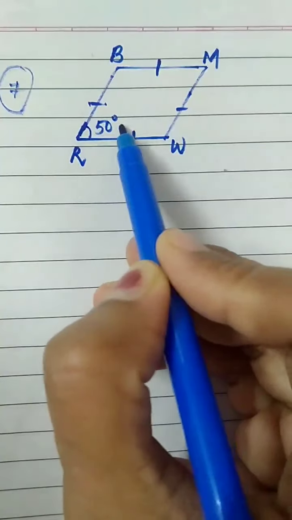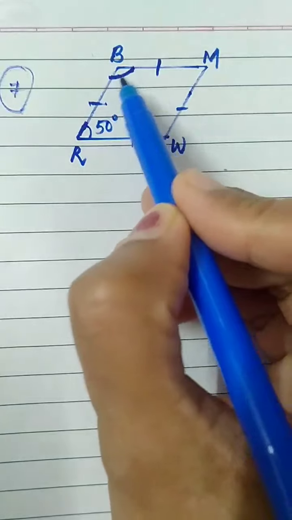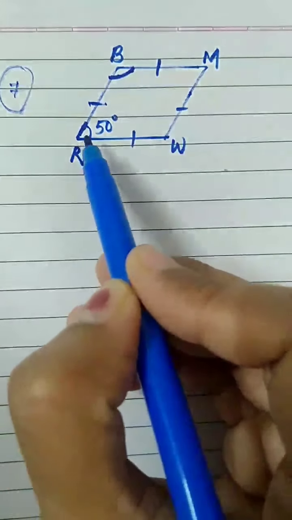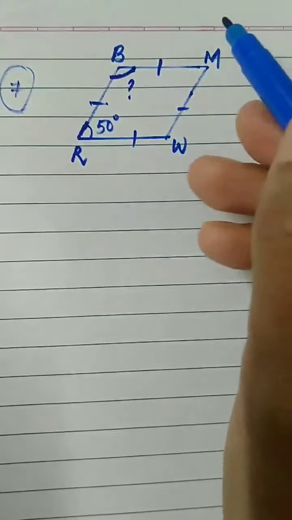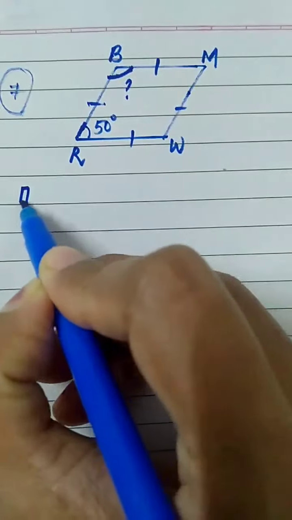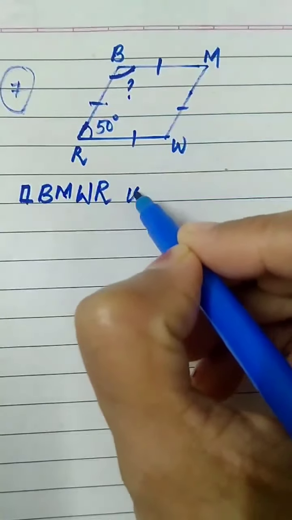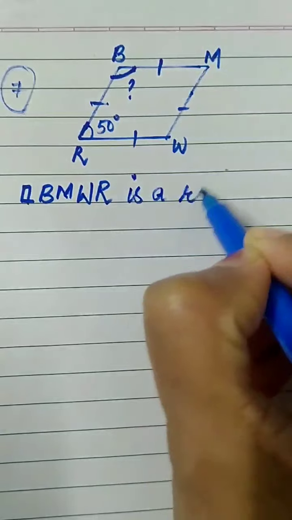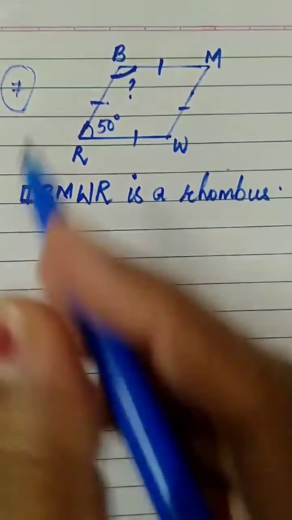One angle is 50 degrees. This angle is looking like an obtuse angle, so I did not give it as 50, whereas this angle I gave as 50 degrees. We have to find out the remaining angles. Okay, so let's start. Quadrilateral BMWR, and BMWR is a rhombus here.